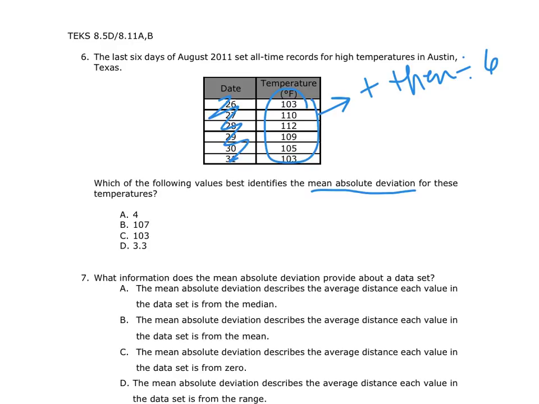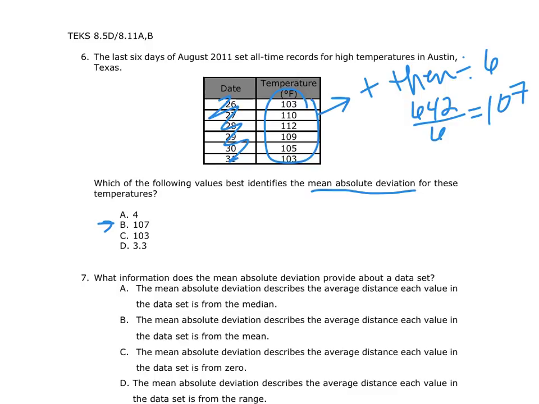When I do that, I get 107. Let me add them all together first for you. When you add them, you get 642. Divide by 6, and that does give you 107. So be careful. Right there is your answer, 107. That's not going to be a mean absolute deviation. Mean absolute deviation answers are usually between 1 and maybe 15. You won't have anything like 107.